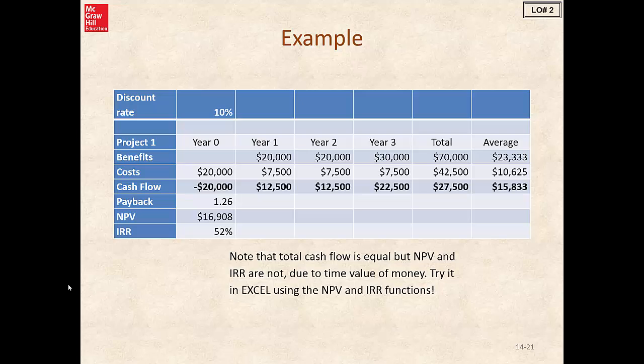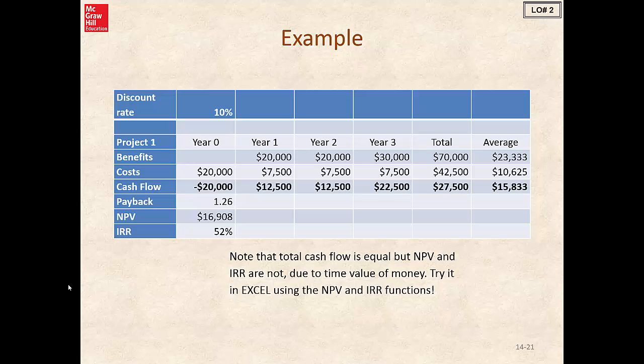So let's have an example. Here's our project, and the benefits are laid out by year: 20,000, 20,000, 30,000, for a total of 70,000. And then we have costs per year and cash flow per year. That gives us a payback period of 1.26 years, a net present value of 16,908, and an internal rate of return of 52%. Note that the total cash flow is equal, but net present value and IRR are not, due to the time value of money.